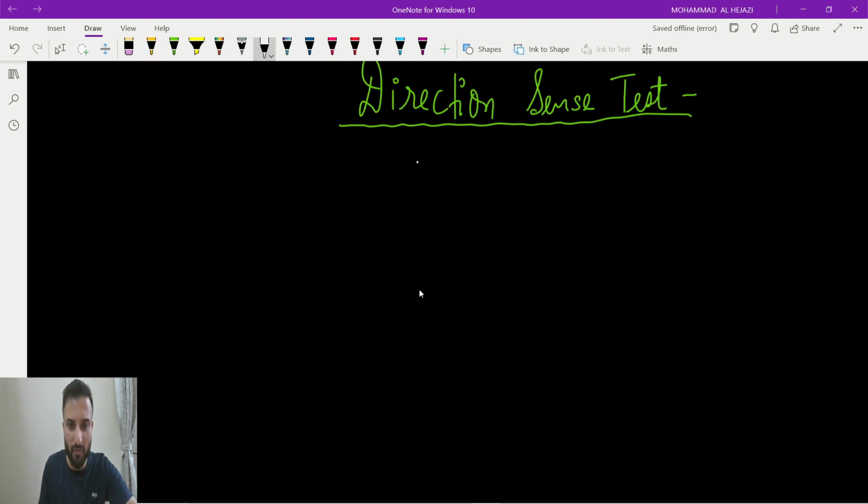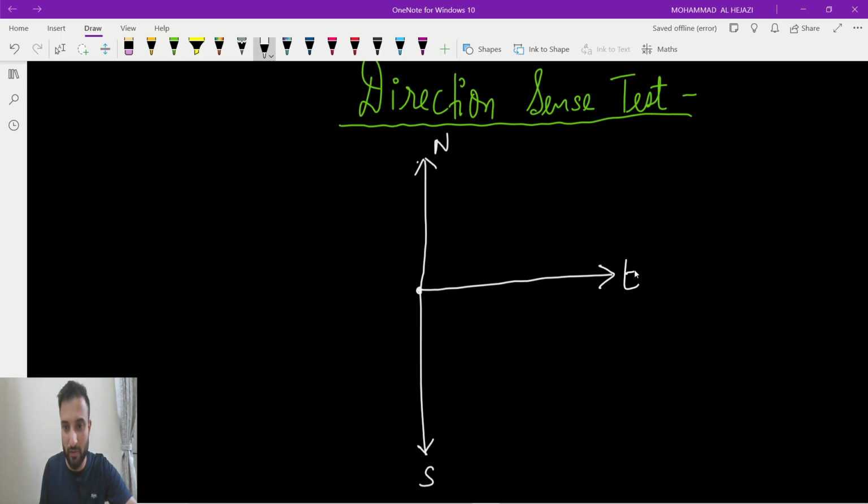So suppose this is the center point. If you go up, how many directions can we go? If you go up, it is north. Very good. If you come down, it is south. If you go to the right side, it will be east. If you go to the left side, it will be west.